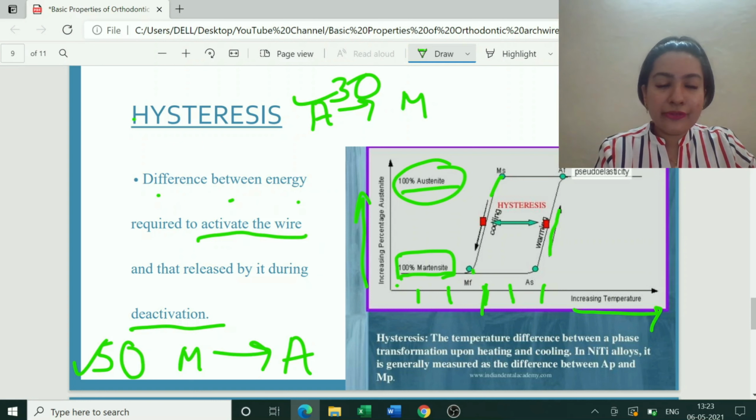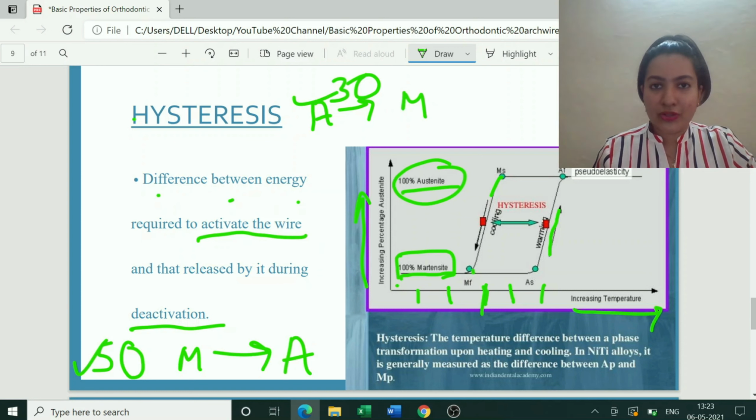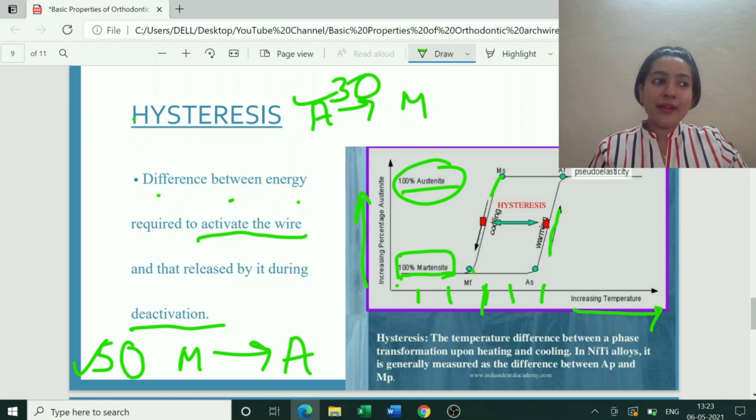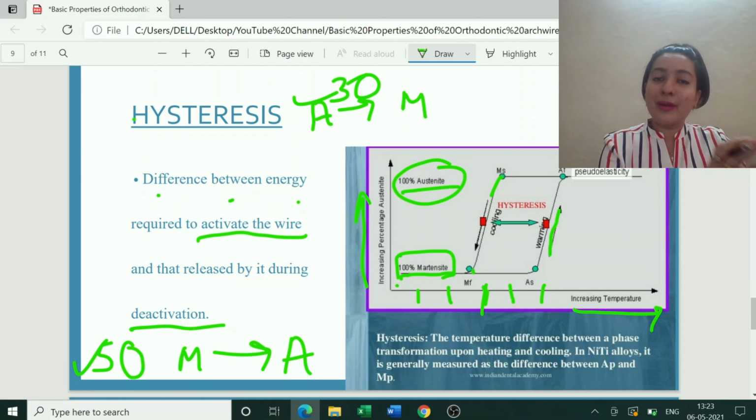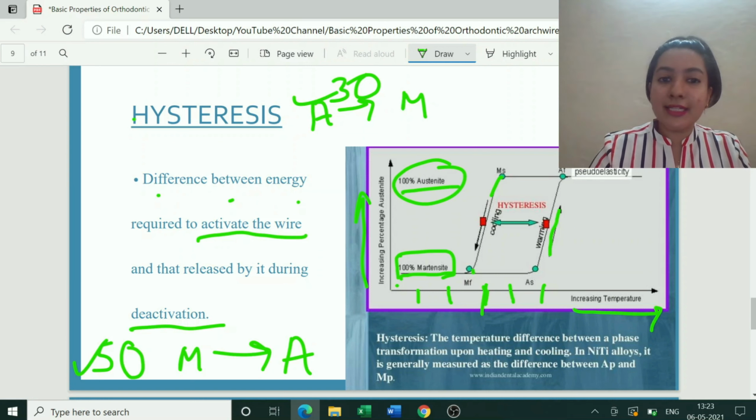Maybe I require 50 joules of energy to transform from martensite to austenite. But the amount of energy that is released is less when the material gets converted from austenite to martensite. So there's a difference in energy. I required 50 joules of energy to activate it, but I just require 30 joules of energy to deactivate it. So this difference in energy is known as my hysteresis. Simple. And this is a hysteresis curve.